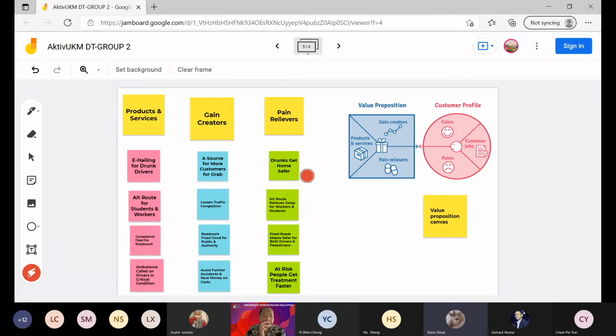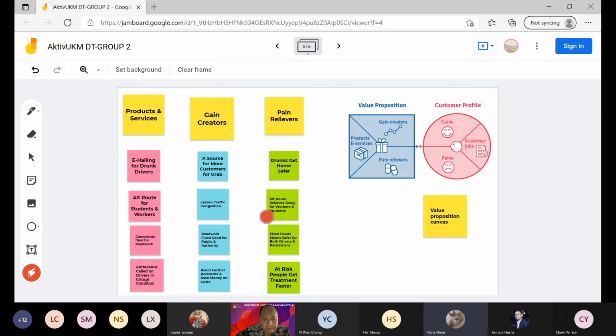And then another product and service is the alternate route for students and workers. For that, there'll be less traffic congestion, because you think about it, if there's a traffic jam or accident somewhere and more cars keep going there, it's going to be worse. So if we redirect that traffic somewhere else, it will lessen the congestion and it will get resolved sooner. And the alternate route relieves delay for workers and students so they will not get to work or school late.